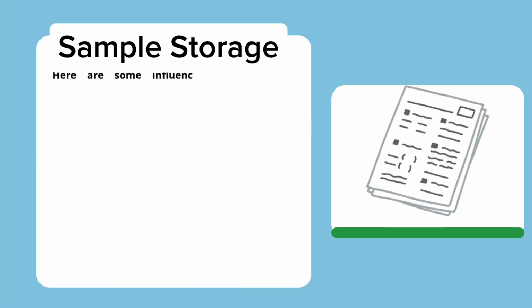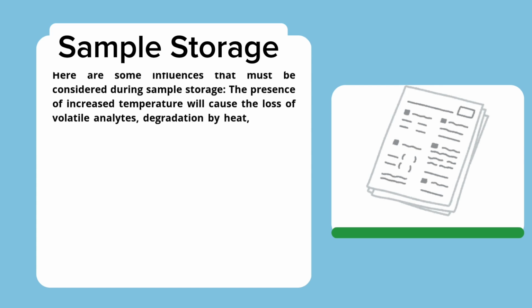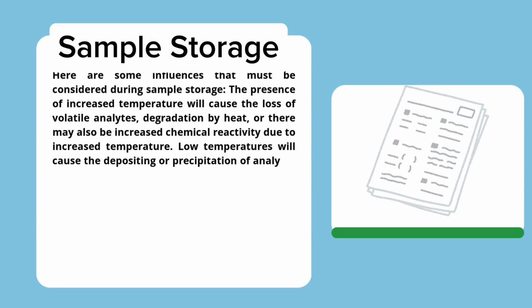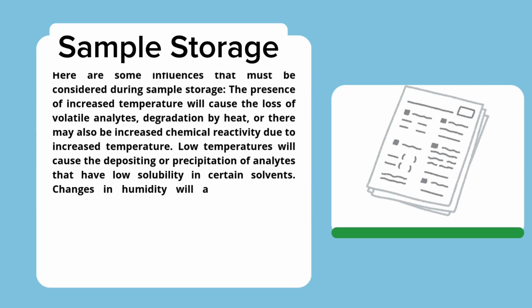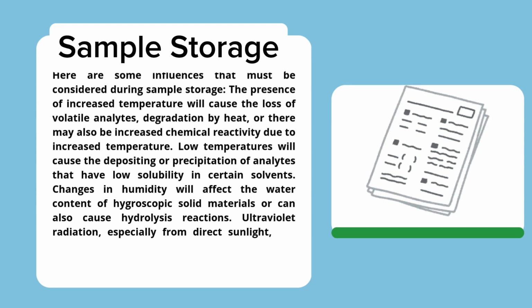Sample storage. Here are some influences that must be considered during sample storage. Increased temperature will cause the loss of volatile analytes, degradation by heat, or increased chemical reactivity. Low temperatures will cause the deposition or precipitation of analytes that have low solubility in certain solvents. Changes in humidity will affect the water content of hygroscopic solid materials.